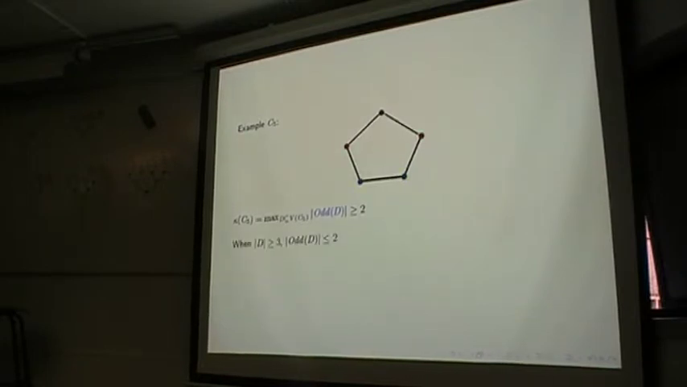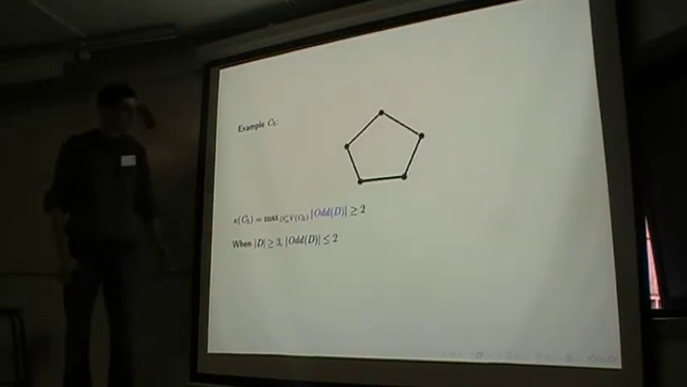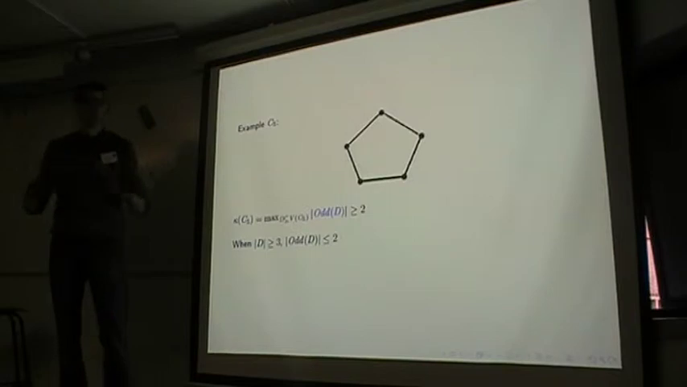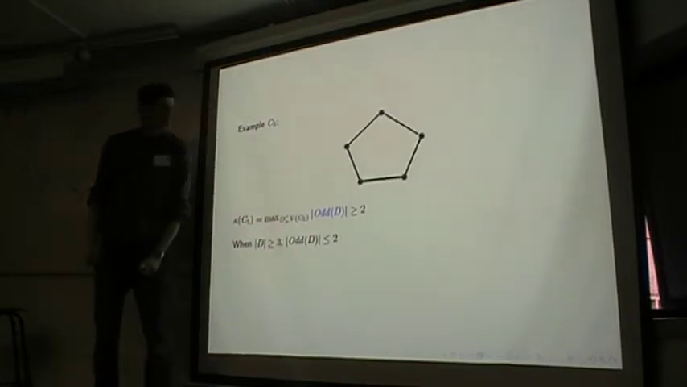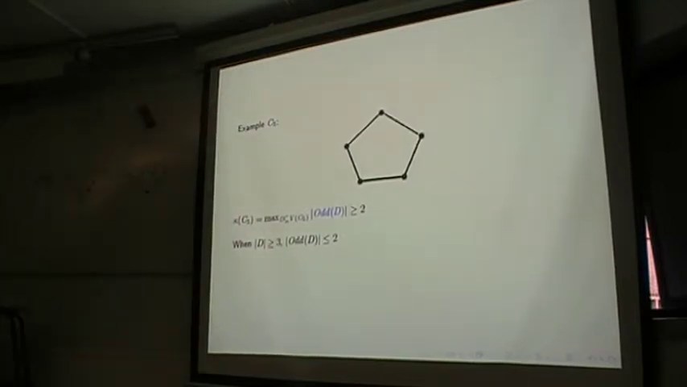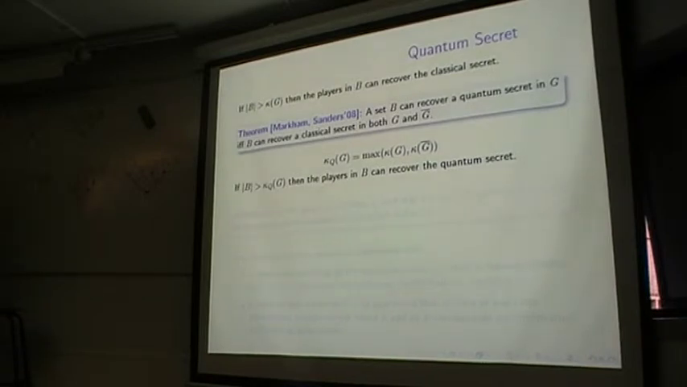And that's it. Because if I take a larger set D, a set which is larger than 3, since the odd neighborhood is outside of D, the odd neighborhood will be smaller than 2. So it means that kappa of this graph is just 2. The largest odd neighborhood in this graph is of size 2. Any questions so far?